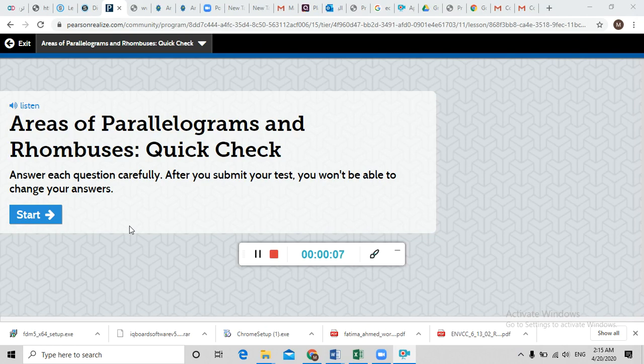Today we're going to discuss with you lesson 13.1 using the quick check questions. The lesson is areas of parallelograms and rhombuses. Our objective is just to review this lesson because we already studied it. So today we will have a more and better understanding of this lesson through this discussion of lesson 13.1.